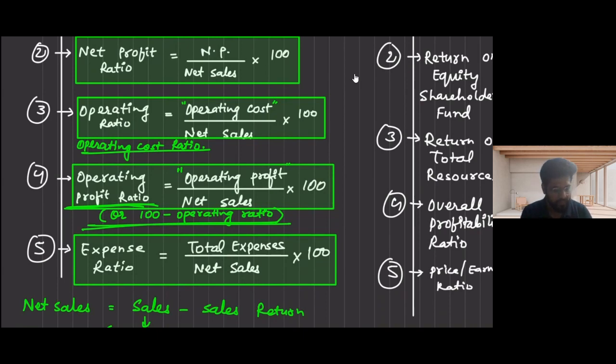Let us quickly solve one question where we will have to calculate all these types of ratios. You want to calculate 5 ratios from this question. The question is, you have been given a profit and loss account, or I would say a trading and P&L account.